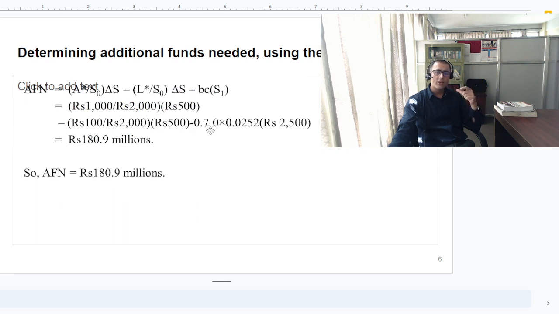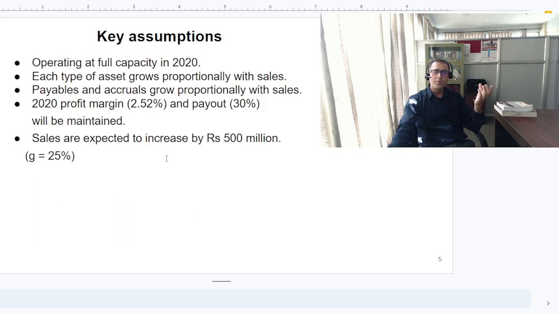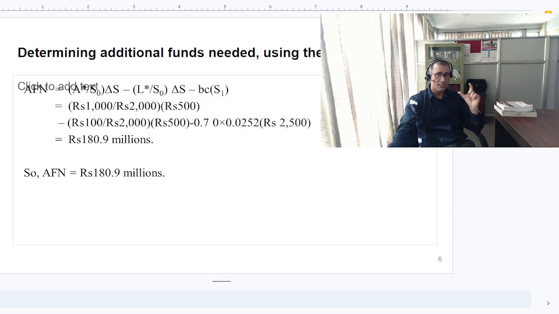Now as I explained earlier, we have a dividend payout ratio of 30%. Dividend payout ratio is all about 30% of the profit being distributed to the shareholders. It means the 70% would be retained in the company for future reinvestment purposes. That is the concept. Okay. Now C is there. Now we came to know that the additional fund needed for the company is 180.9 million.